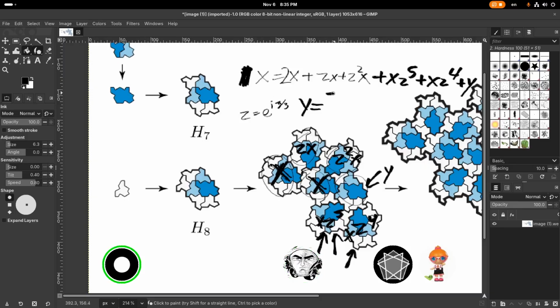x equals, I'm gonna rewrite this. x equals 8x. Let's see if that sounds good. x plus x z to the 5th plus x z to the 4th. Wait, this becomes 0. No, it becomes x. So x plus zx plus z squared x plus.